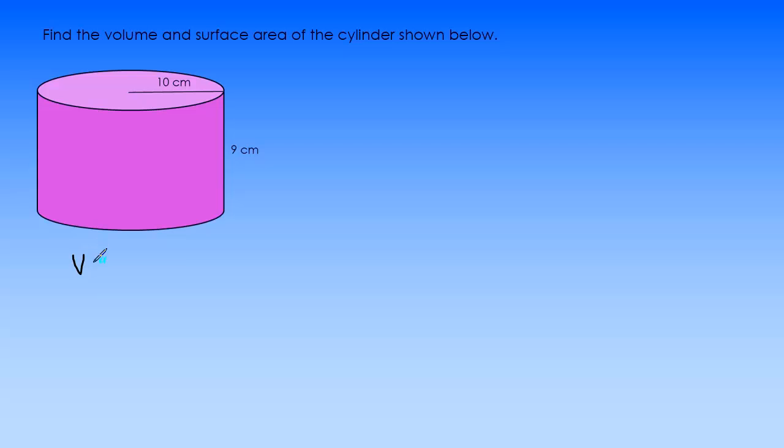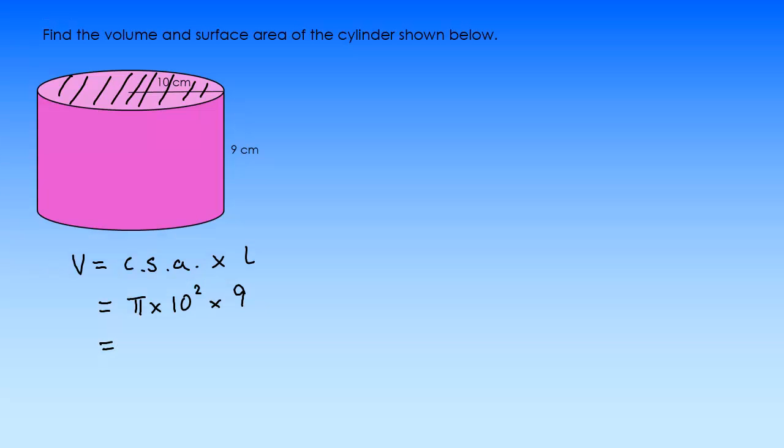So the volume, very much like a prism, is equal to the cross-section area times the length. With a cylinder, the cross-section is always circular. So we want the area of this circle, which is pi times the radius squared, and then we multiply by the length, which in this case is 9.